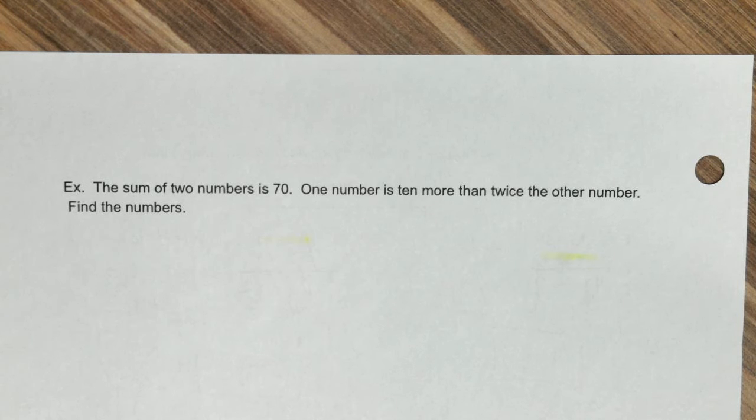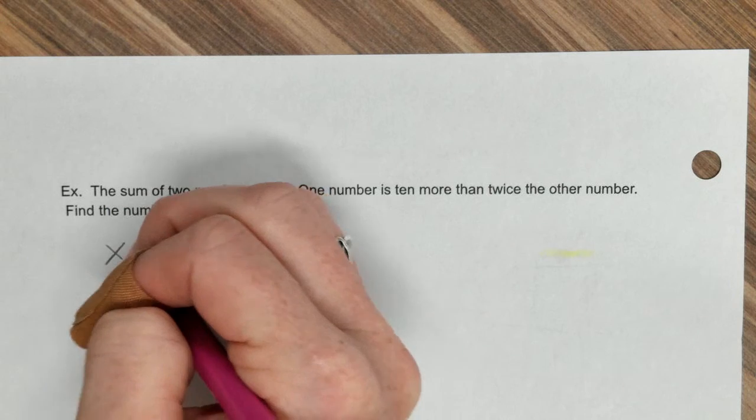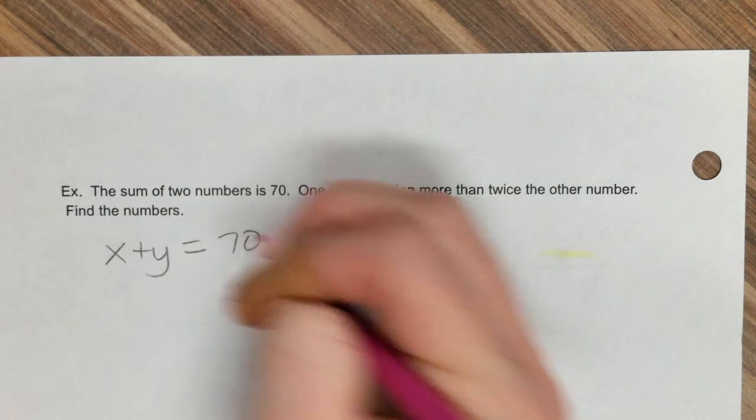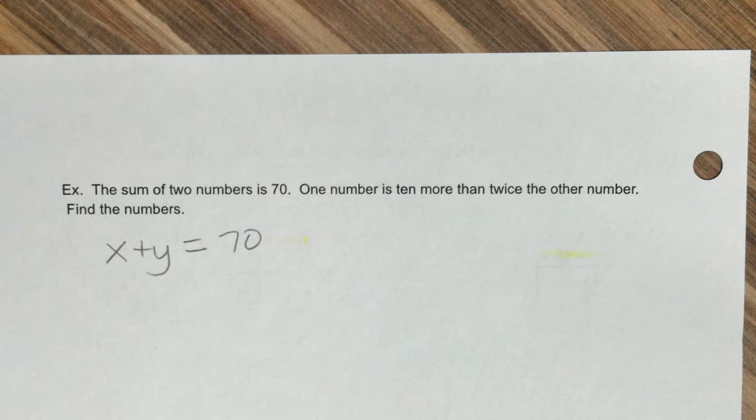Okay, what did y'all think of the first sentence? The sum of 2 numbers is 70. So what does sum mean? Addition, right? So the sum of 2 numbers, do you know the 2 numbers? So can we call them x and y? So x plus y adds up to equal 70. Okay, that part was easy, yes?